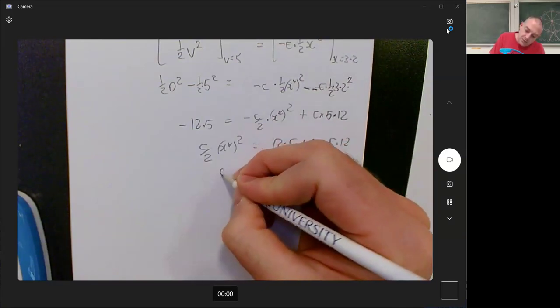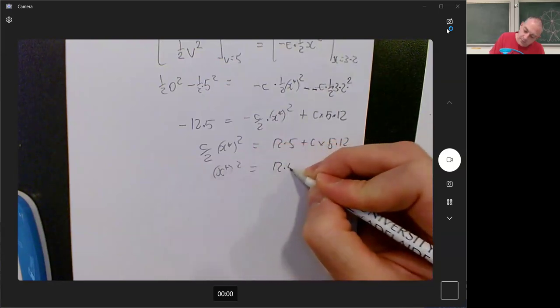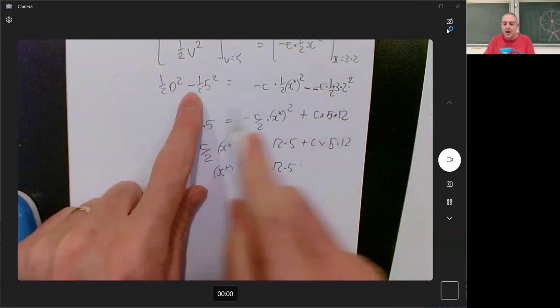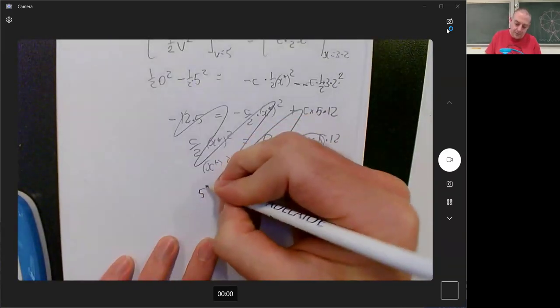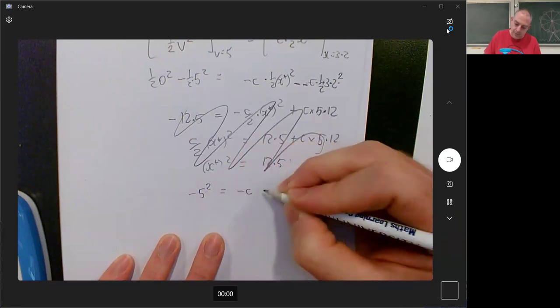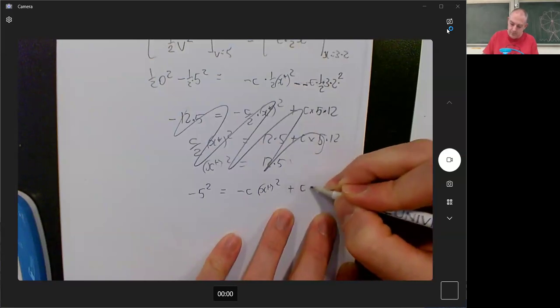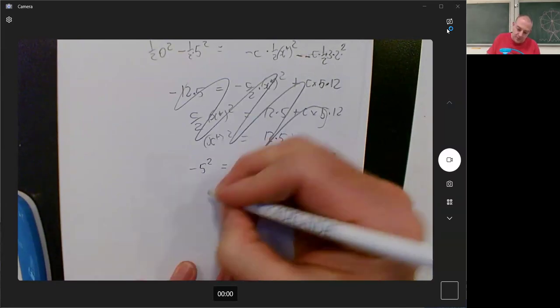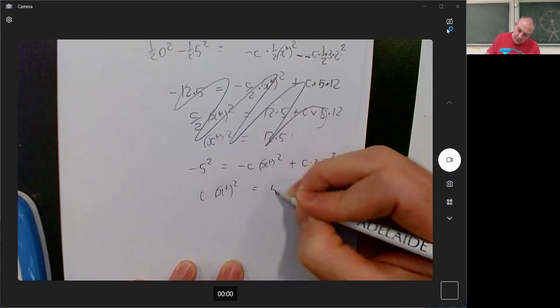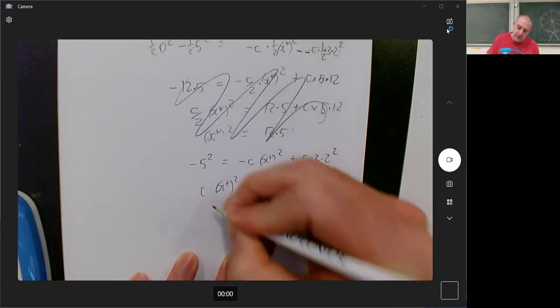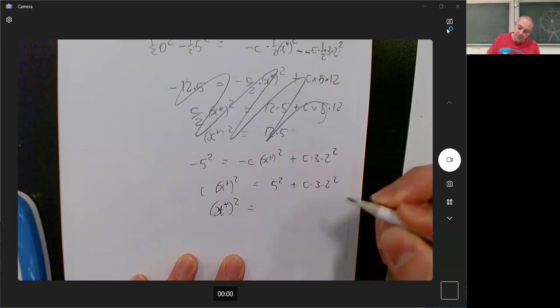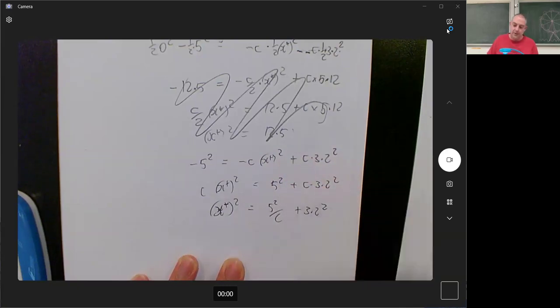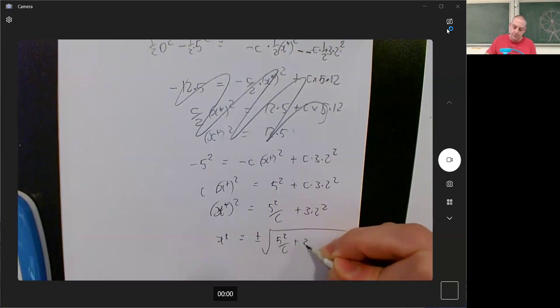Oh, that's funny. Oh, they've all got halves in them. I could have cancelled that out all the way back there. All right, that's better. Makes me feel so much better. It's halves everywhere. And so I've got c lots of x star squared is 5 squared plus c times 3.2 squared. And so x star squared is 5 squared on c plus 3.2 squared. And so x star is plus or minus the square root of that.